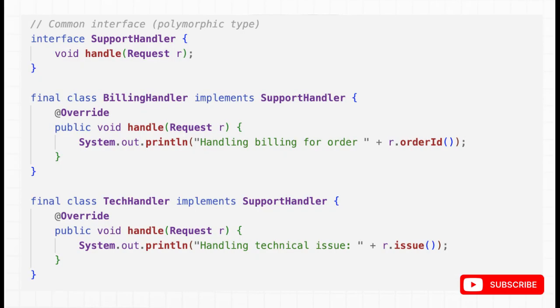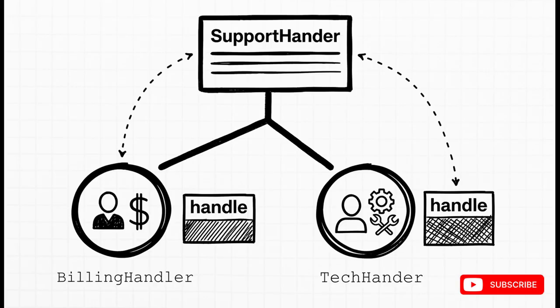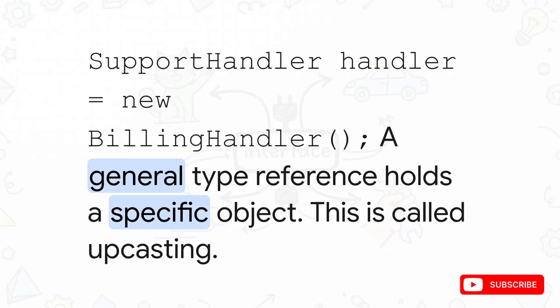All right, now we hire our specialists. We create a billing handler and a tech handler. And notice, they both agree to follow the rules. They both implement our support handler interface. Each one provides its own unique, specialized version of that handle method. The billing guy knows about orders, and the tech expert knows about app issues. Same job title, different skills. Now this is the most important part.